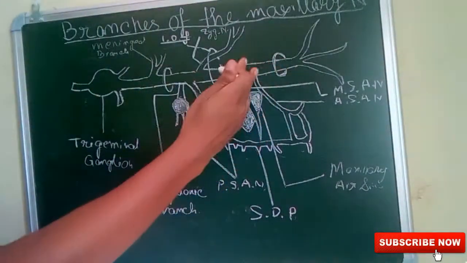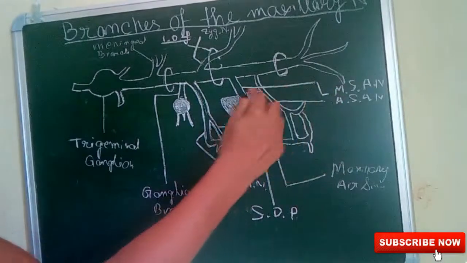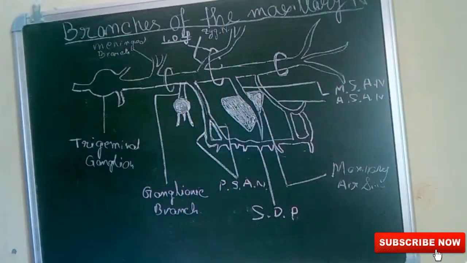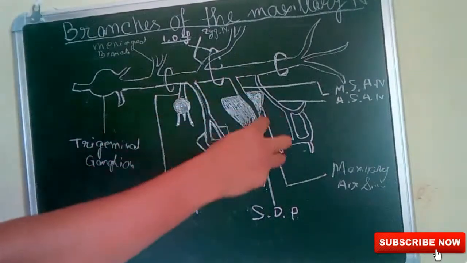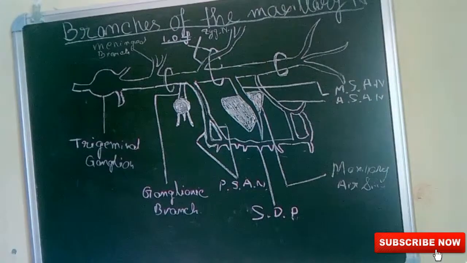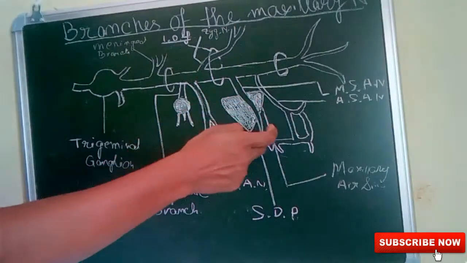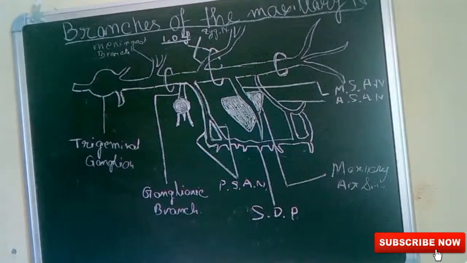So in the orbit, it gives two branches: the middle superior alveolar nerve and the anterior superior alveolar nerve. The middle superior alveolar nerve passes downwards and supplies the premolar teeth, and the anterior superior alveolar nerve passes downwards in the anterior wall of the maxillary sinus, through the canalis sinuosus, and divides into dental and nasal branches.